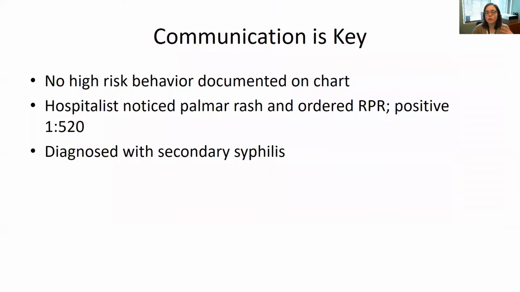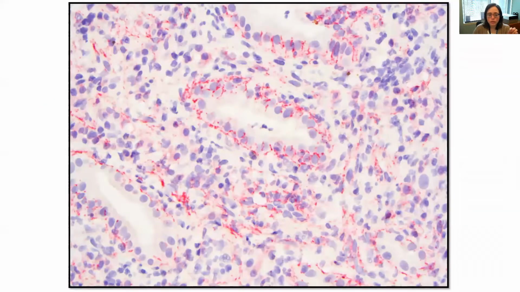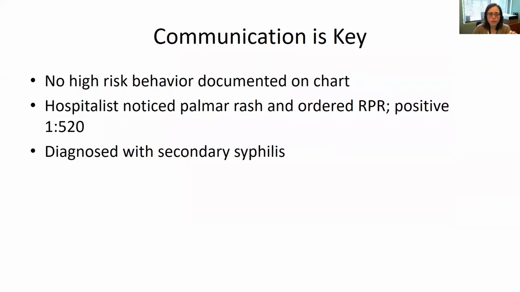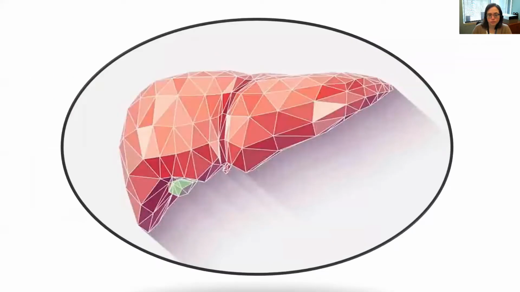This is why communication is key. For this particular patient with this gastric involvement, there was absolutely no high-risk behavior documented on the chart after we combed that chart up and down. But the hospitalist, while we were working up the case, separately noticed a palmar rash and ordered an RPR, which came back positive at 1 in 520, and the patient was diagnosed with secondary syphilis.